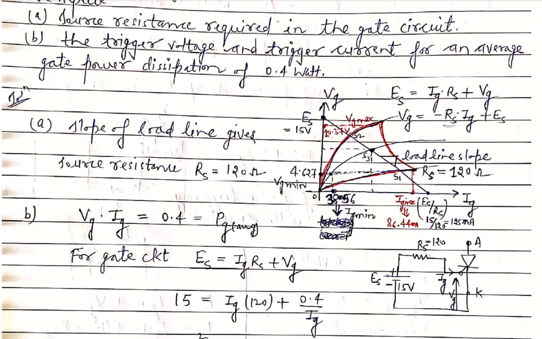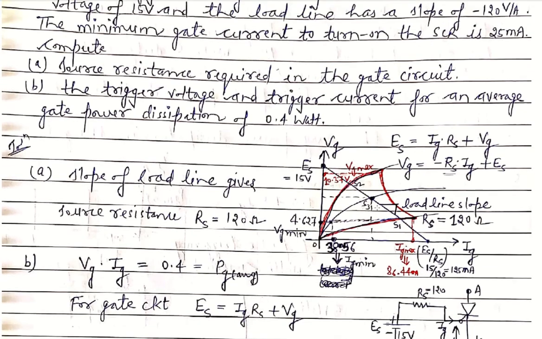The slope of the load line is given as 120 volt per ampere, which is negative. As we know, the slope of the load line gives the source resistance. So Rs is 120 ohm. In this way, part A is solved.